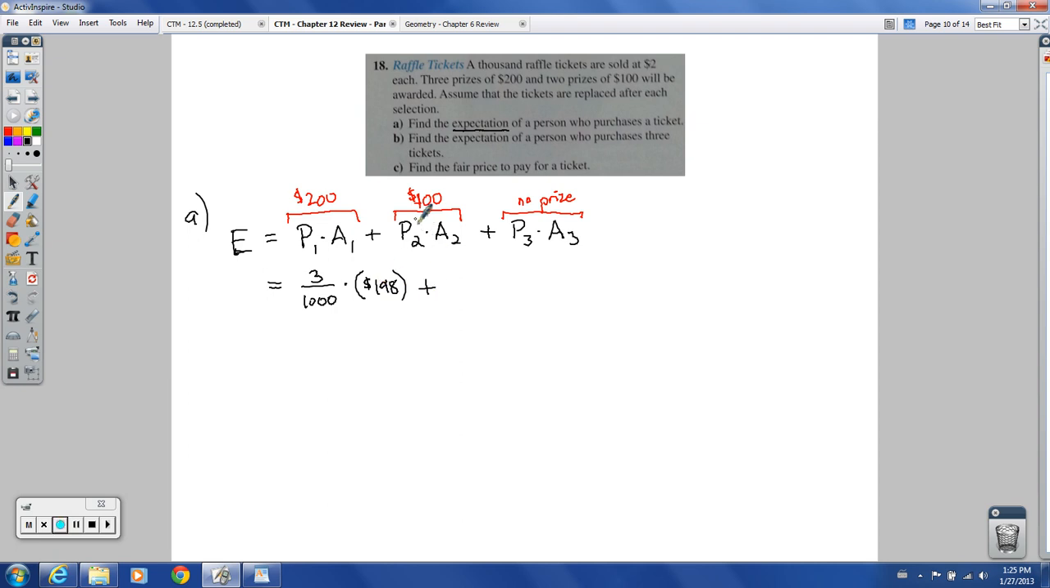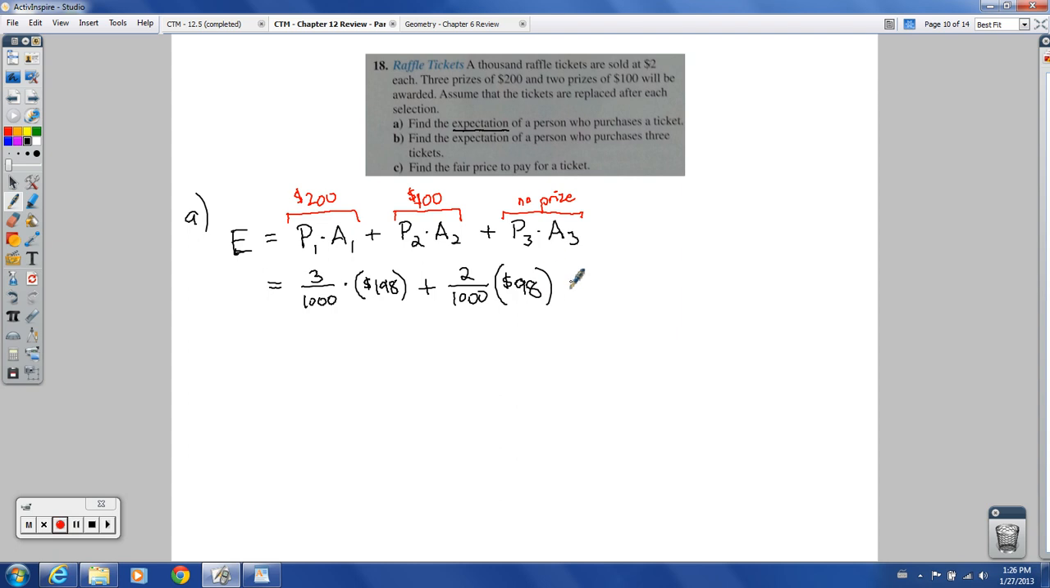Okay, for this one, the probability: there's going to be 2 prizes of $100. That's interesting to me. I'm surprised that there's fewer prizes of the lower amount, but that's how they said it would be. So 2 over 1,000, and then that times not 100, but times 98. Again, you had to pay $2 for each ticket, so you're netting $98.